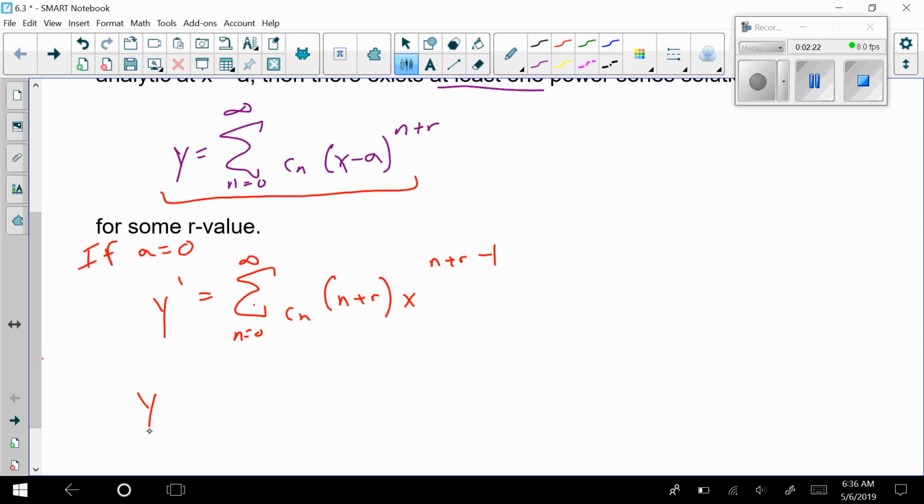Likewise, if I go and try to do the second derivative, it's a summation of n equals 0 to infinity of c sub n, n plus r, same thing, right? And now this thing has to get dropped down, so it's n plus r minus 1, and then it's x to the n plus r minus 2. And of course, we're going to need this general solution here, and how the derivatives work with it when we go to try to tackle a problem.